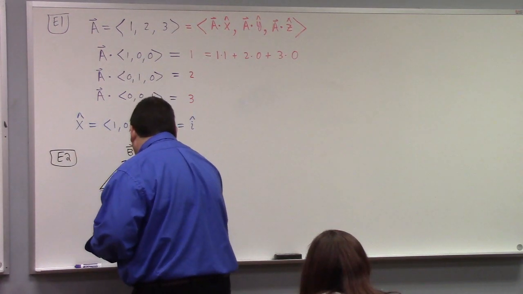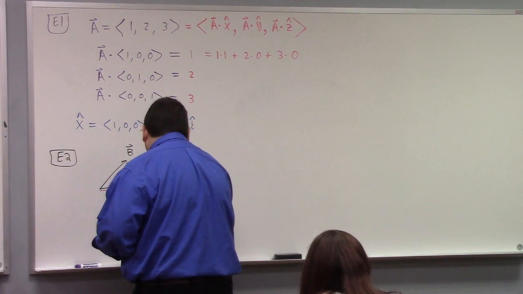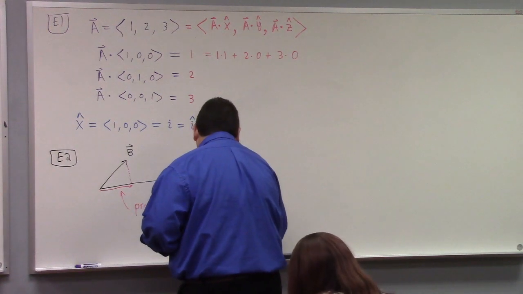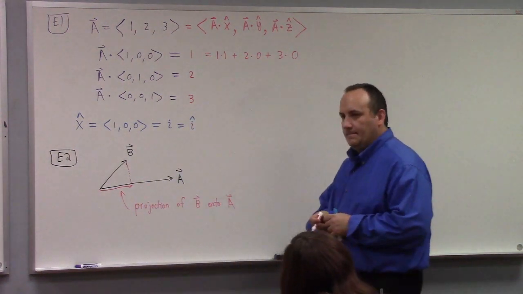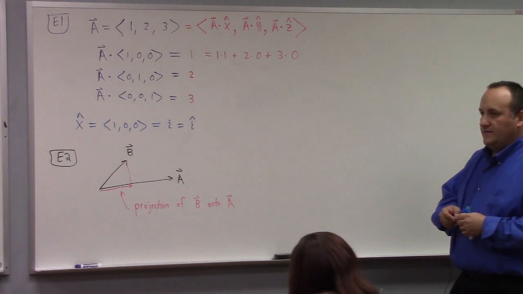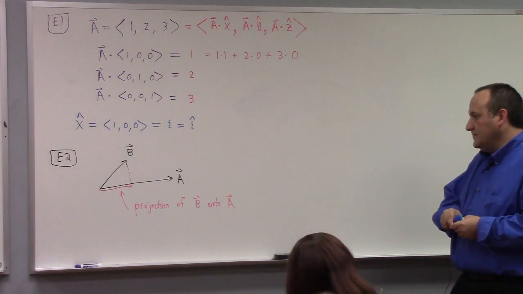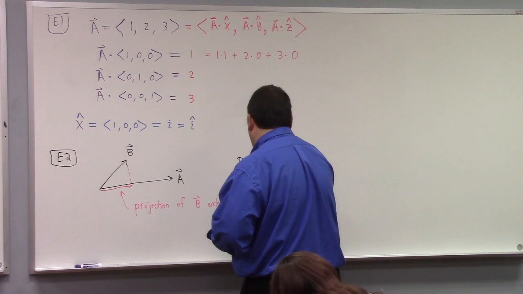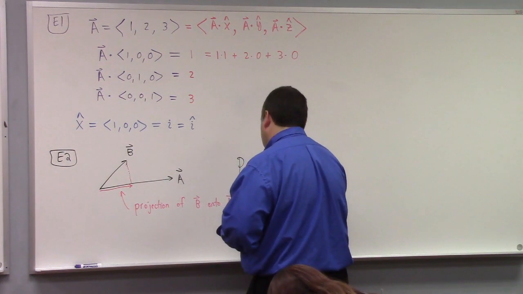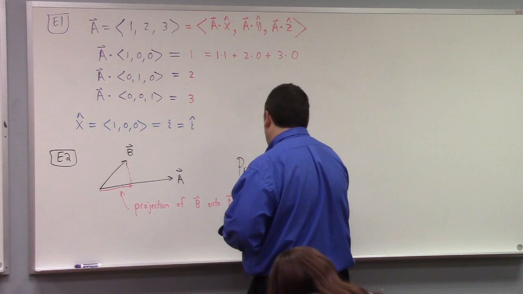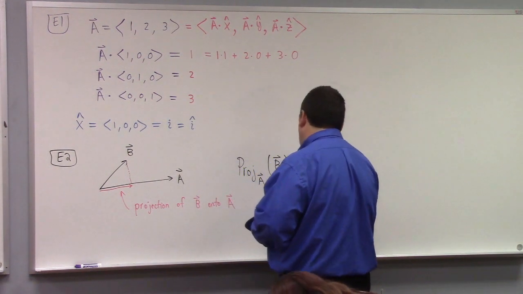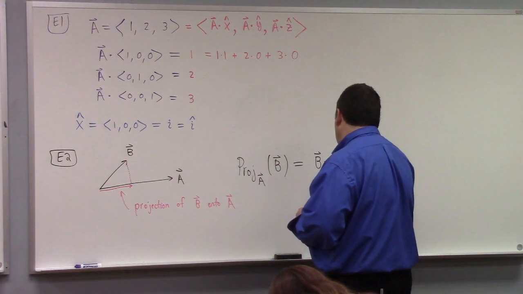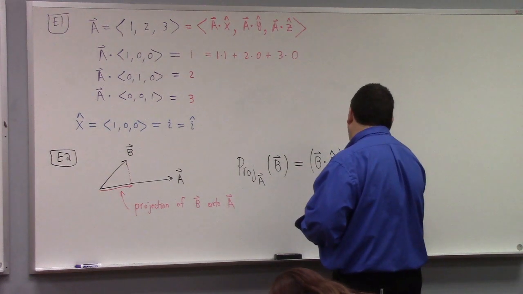This is what I would call the projection of B onto A. All right. Now it turns out that there's a formula for that, and the formula is simply this. And here's the notation for it. Projection of, so I put the direction down here, A, of B is equal to, well, B dot A hat in the A hat direction.